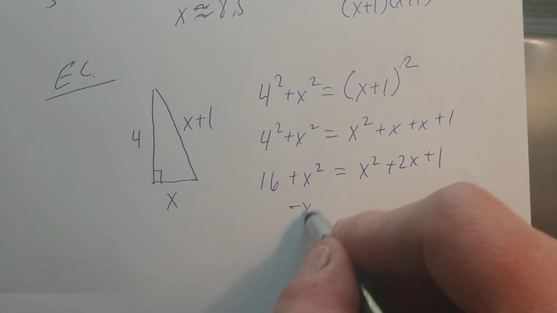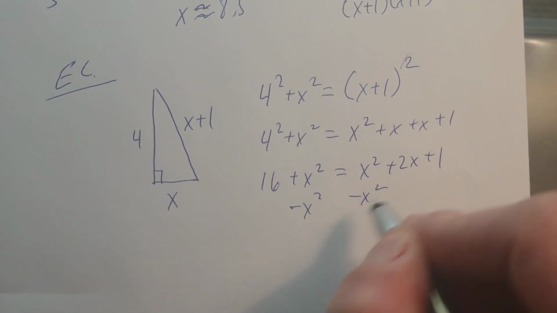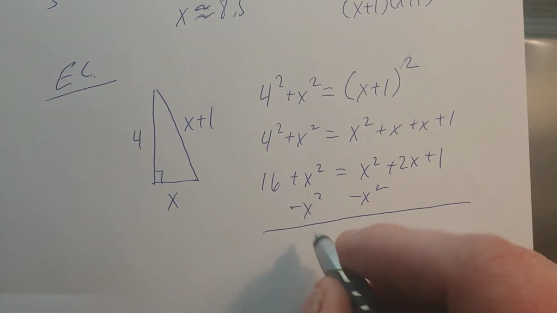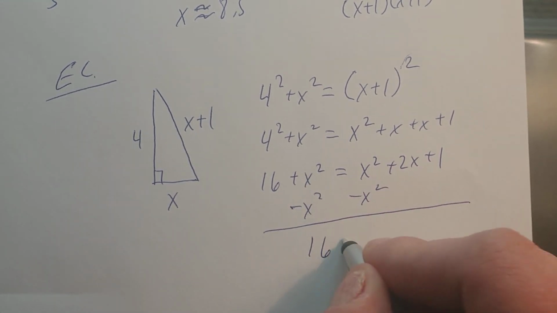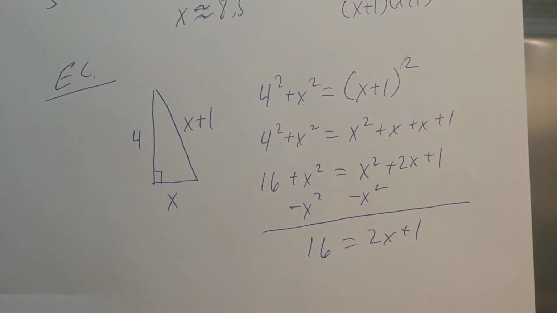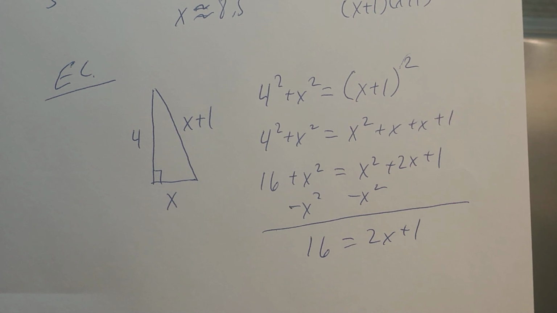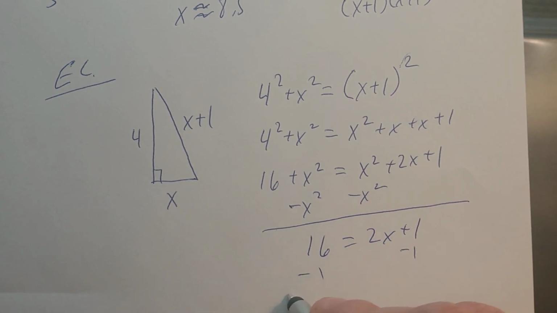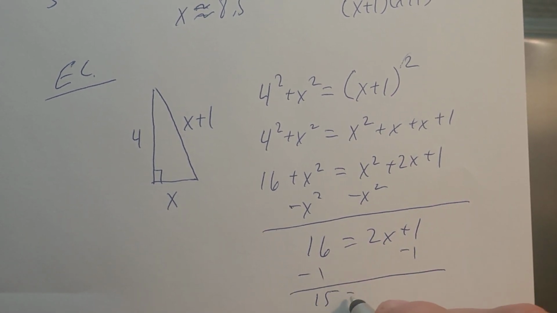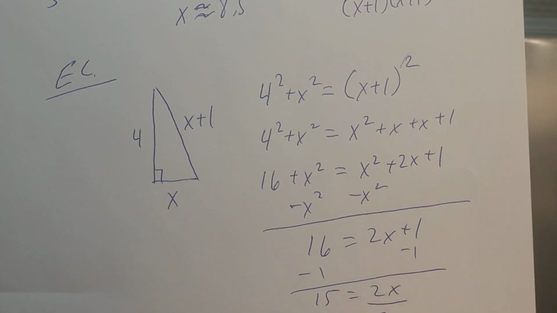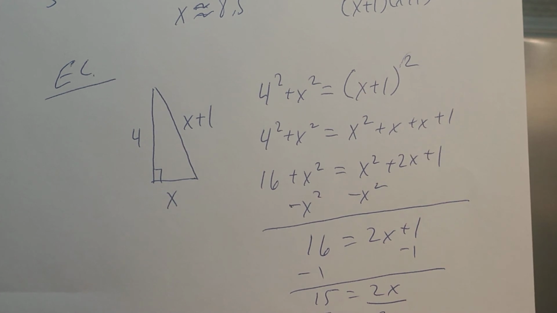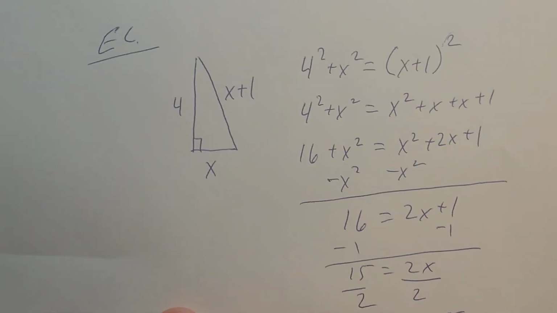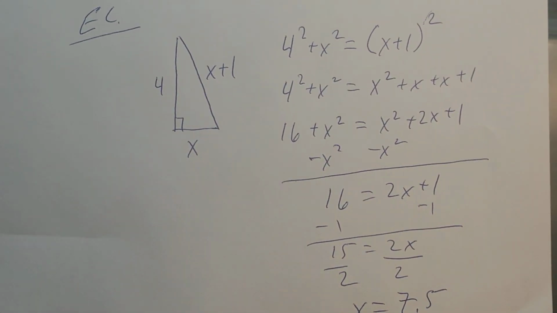So first thing, I'm going to subtract my x squared from both sides. And that works out really well because those just cancel, right? So I get 16 equals 2x plus 1. Like that. And then I have to subtract 1 from both sides. So I get 15 equals 2x, and then divide by 2. X equals 7.5. Alright, so this is going to be an extra credit question.